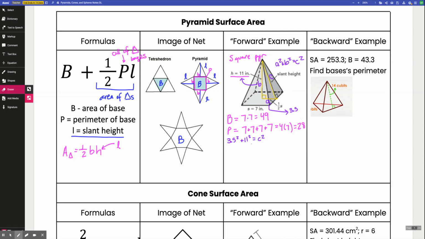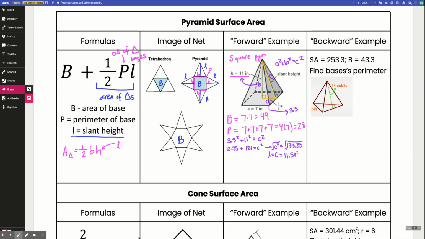Once I get to that point, I'm going to plug that information into my calculator. So 3.5 squared is 12.25, and then 11 squared is 121, equals C squared. I'm going to add those together, and I get that C squared equals 133.25. And then I'm going to take the square root of both sides to get C by itself, which is my slant height. And I got that the value was 11.54.